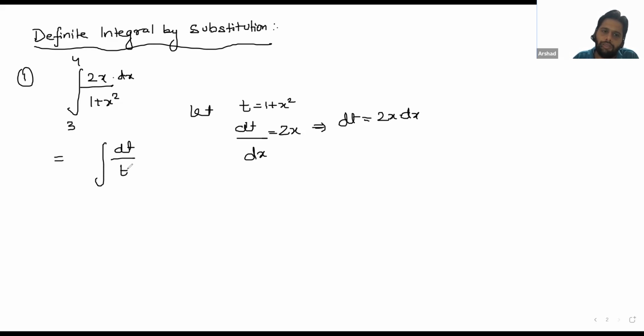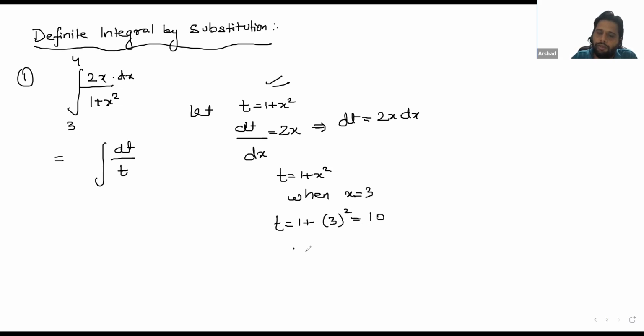So here you will get dt by t. Now in indefinite integral, how do we solve this function? We completely integrate it. Then we again put the value of t. Okay, but in definite integral, we have one more option: we change our limit accordingly. So t is equal to 1 plus x squared. When x is equal to 3, what value of t will we get? 1 plus 3 squared, which will give us 10. And when x is equal to 4, then t is equal to what? 1 plus 4 squared. So this will give us 17. Okay. So we have changed the upper and the lower limit. Lower limit we get 10. Upper limit we get 17.